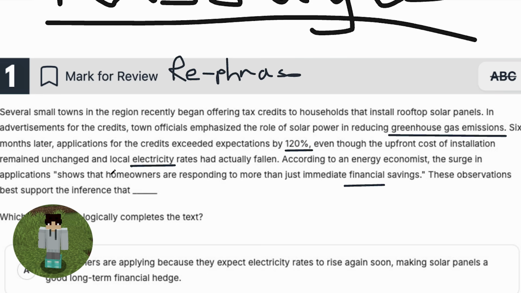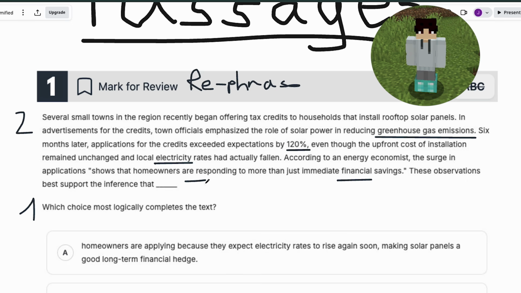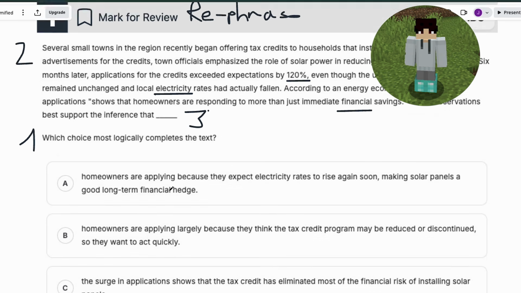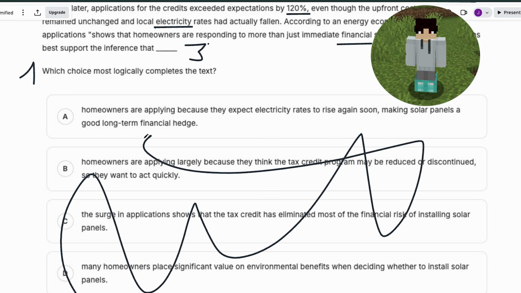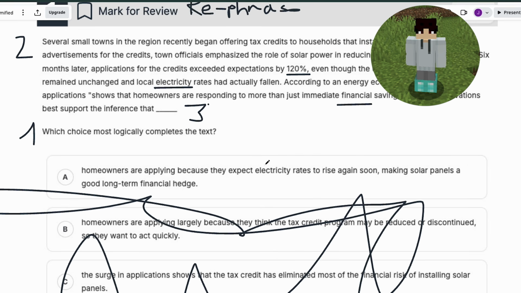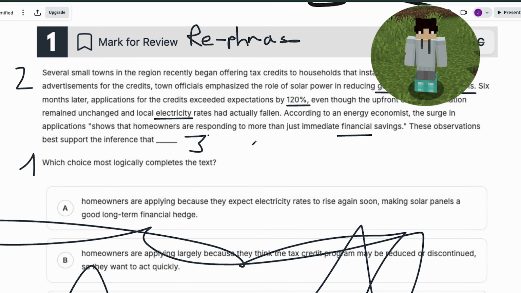These observations best support the inference that... and that brings us to step 3, make a prediction before you even look at the choices. This time we're not even trying to glance at the choices, we're just straight up going in completely blind, and before even looking at any of this stuff, just kind of like hide it in your mind. Just make a prediction of what you think the correct answer is probably going to be.